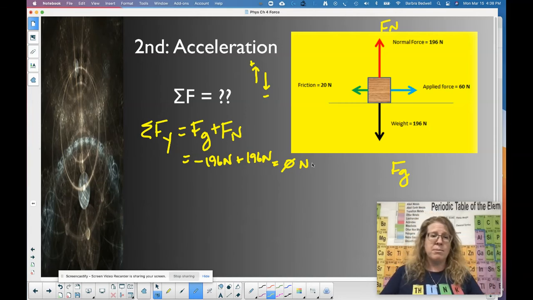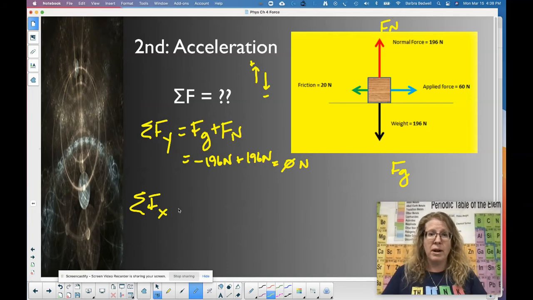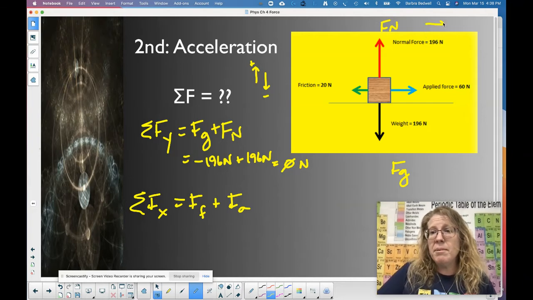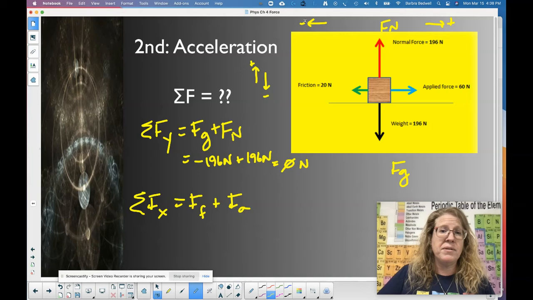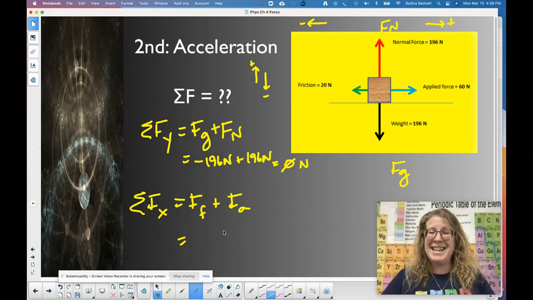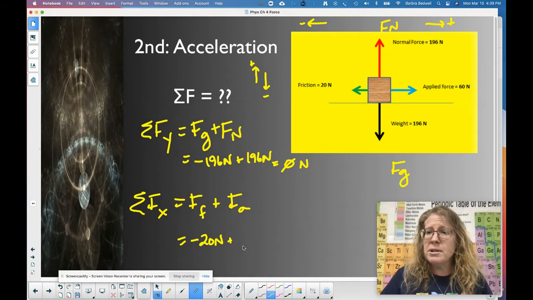But horizontally, we've got some other forces. So now I'm doing my net forces in the x direction, horizontally. I've got two forces. I've got friction force, Ff, and I have applied force, Fa. In this particular case, let's call to the right positive and to the left negative. Again, we have to define our coordinate systems in both directions. So our friction force is in the negative direction. And that's almost always going to be true, that our friction force would be negative 20 newtons. Friction fights the direction of motion, usually. And our applied force is 60 newtons, and that's in the positive direction.